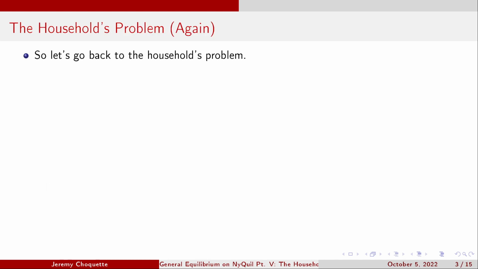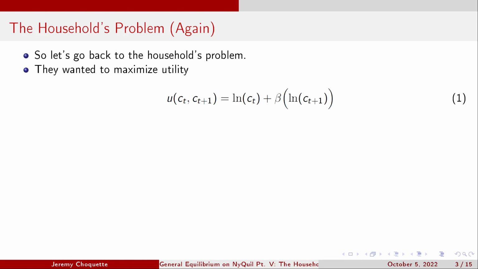So let's go back to what the household's problem was. Remember that they wanted to maximize their utility. So we've got a two-period utility function that is a natural log form: the natural log of today's consumption plus beta times the natural log of future consumption. And remember, beta is the parameter of how patient you are, or really how much you value the next period relative to this period. So if beta is 0.99, the next period is 99% as valuable to you as this period is. It doesn't have to be, but generally it's going to be less valuable than today's.